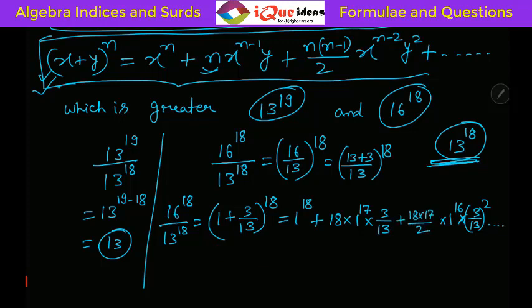Let's see here. Now 1 raised to 18 becomes 1, plus 18 into 1 into 3 by 13, that is 54 by 13, plus 18 into 17 by 2. 2 cancels 18 nine times. 9 into 17 is 153, into 3 square is 9, divided by 13 square, which is 169.